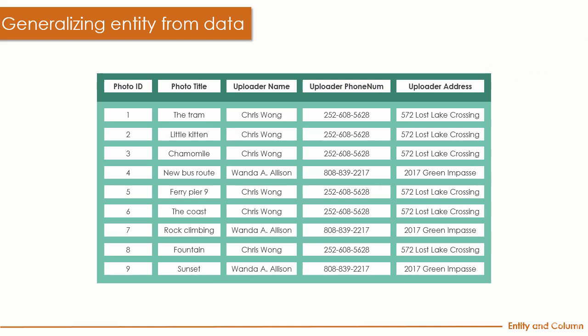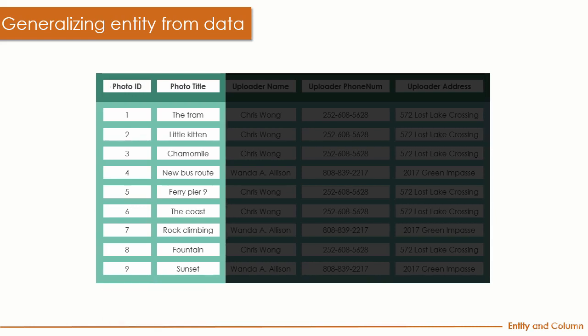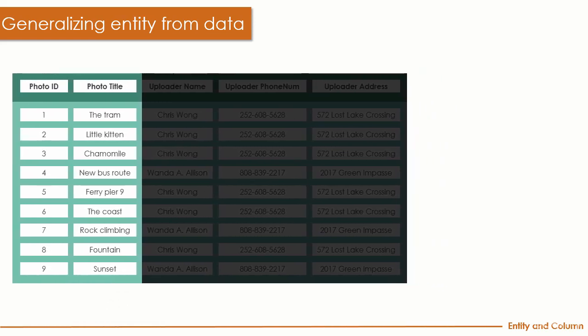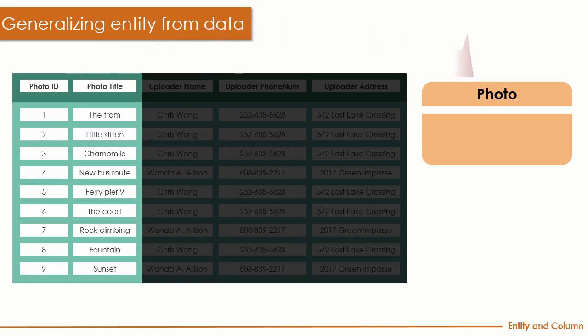We have a lot of photo data: the photo ID, the title, the uploader name, phone number, uploader address, etc. We have a live record here. We focus on the first 2 columns, which is the photo detail. It's talking about the title you give to each photo. And you can see we have a photo entity defined to store this data, and these 2 columns of the data will become 2 columns of the photo entity.